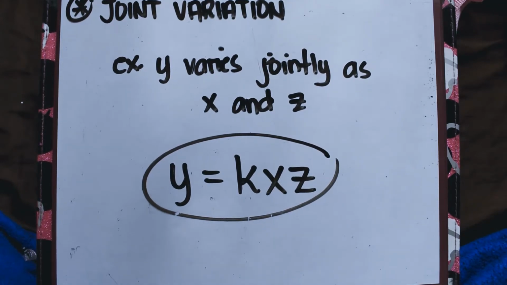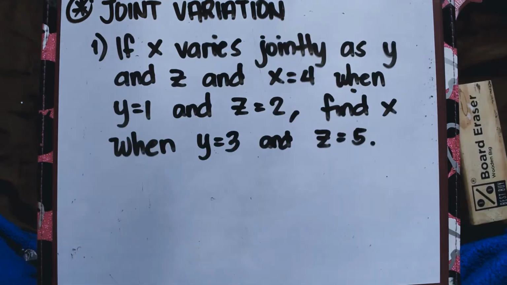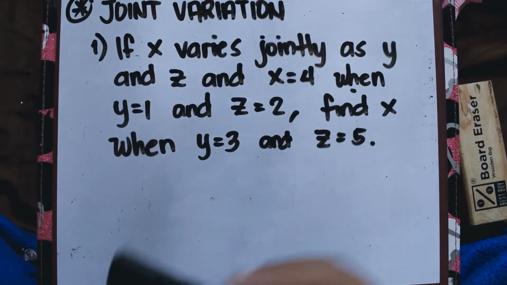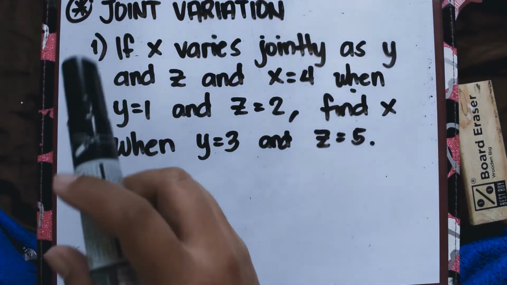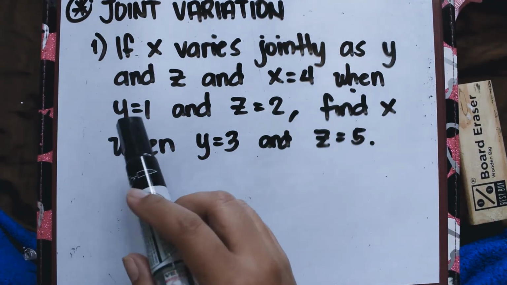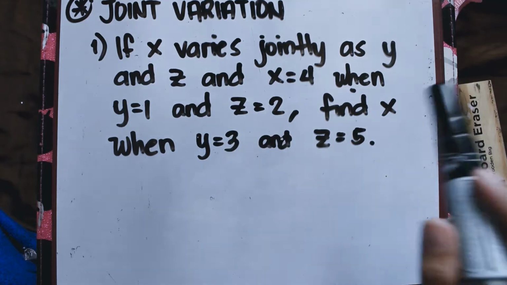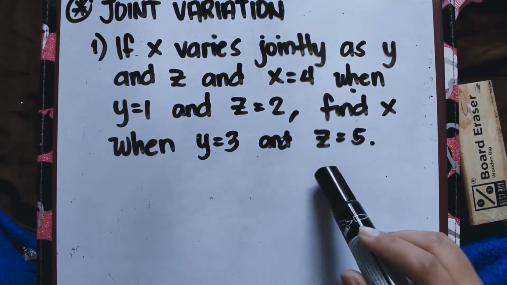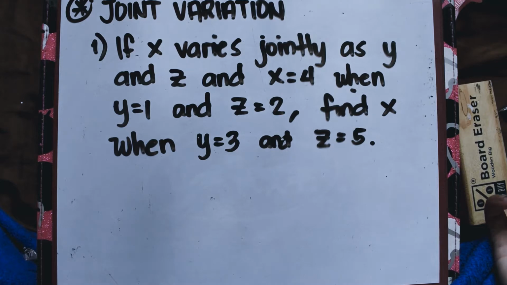So let's now proceed with our first example. Okay, ito po yung ating first example. Basahin ko lang. Sabi dyan, if x varies jointly as y and z, and x is 4 when y is 1 and z is 2, find x daw when y is 3 and z is 5. Yan po ay isang halimbawa ng joint variation.